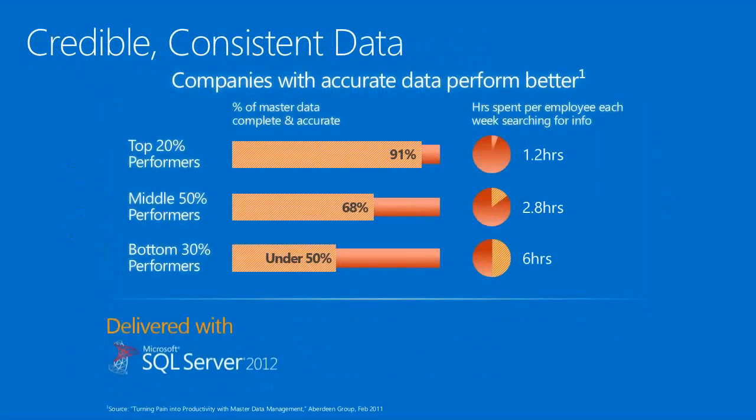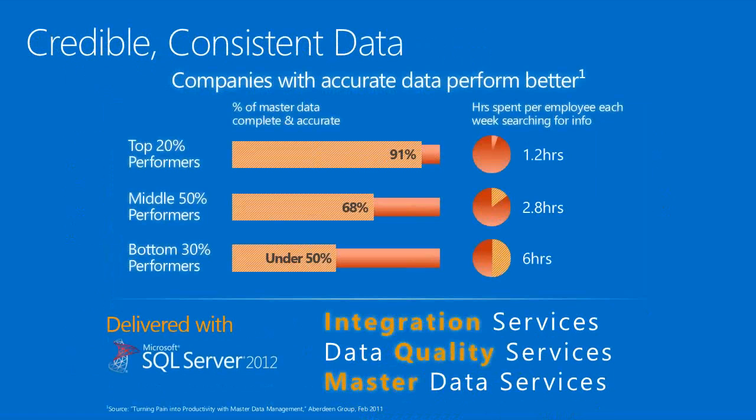So this is just to prove, I guess, the obvious, which is when you get it right, the benefits are there. The top 20% of performers in relation to company performance had 91% of their master data complete and accurate, whereas the bottom 30% had under 50% of their master data complete and accurate.